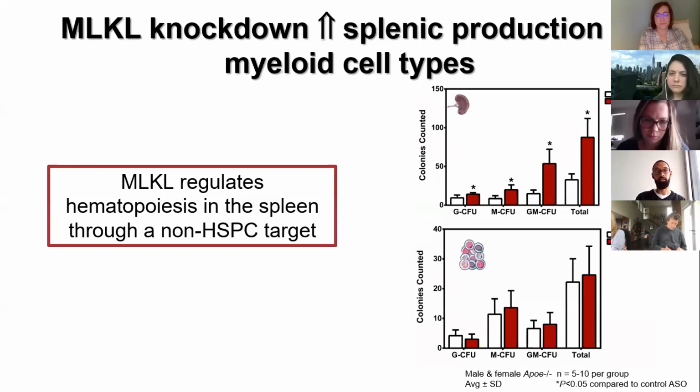So this could be, again, mature immune cells such as macrophages, regulating the splenic microenvironment, or it could be non-immune cells such as endothelial cells or the stromal cells. And so this is really where our studies are going from now. We're trying to further refine these assays and pinpoint where MLKL might be having its effect, so what cell type and what mechanism that might be undergoing.